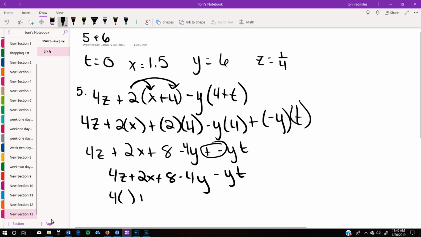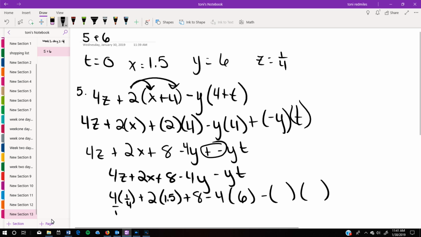So I need to evaluate for all of these variables. All right, so for z, I'm going to put in 1/4. For x, I'm going to put in 1.5. For y, I'm going to put in 6. And for y, I'm going to put in 6. And for t, I'm going to put in 0. So these cancel, giving me a 1. 2 times 1.5 is 3.